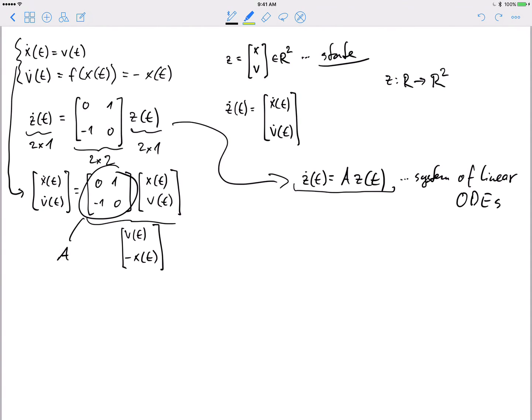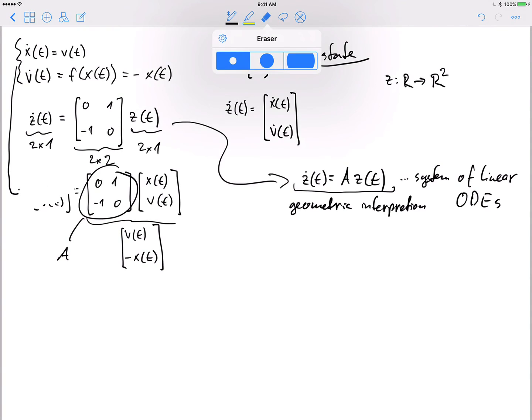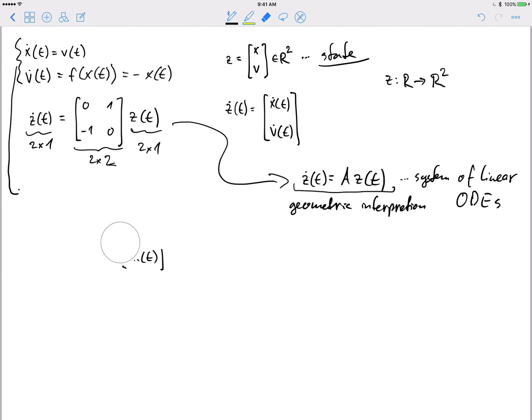So what is the geometric interpretation or intuition of this? Maybe let me erase this, if you will. Let me make the eraser bigger. Smaller.